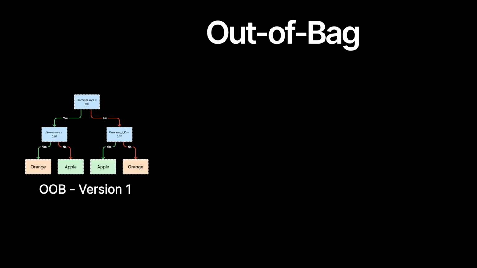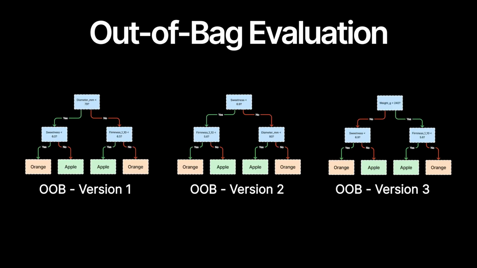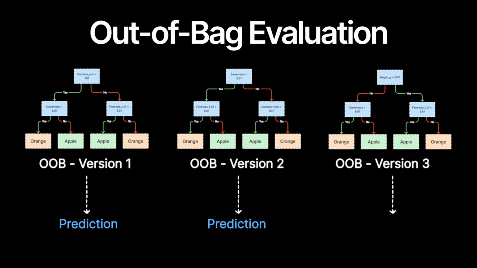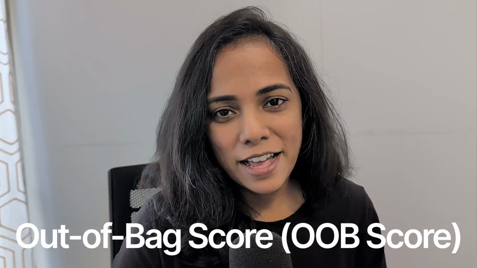To test the model on a specific row of data, we find the trees that didn't see that row during training. We ask only those trees to make a prediction. We do this for every single row in the dataset, and then we average the results. This gives us an accuracy score called the OOB score. That is mathematically just as good as having a separate validation set, but it happens automatically while you train. So OOB helps you tune your model efficiently.